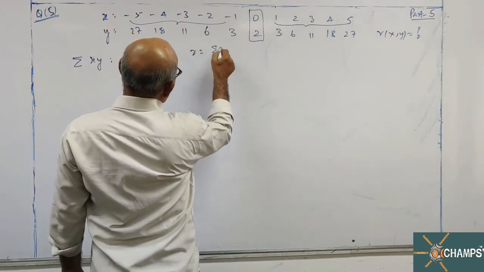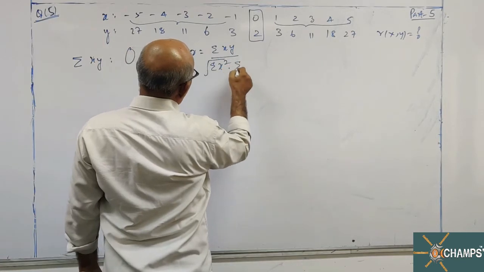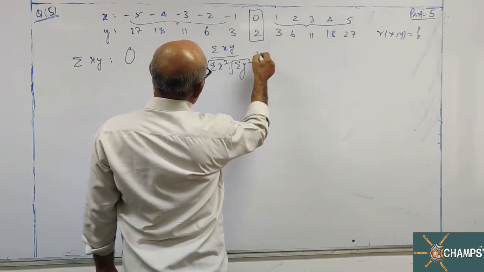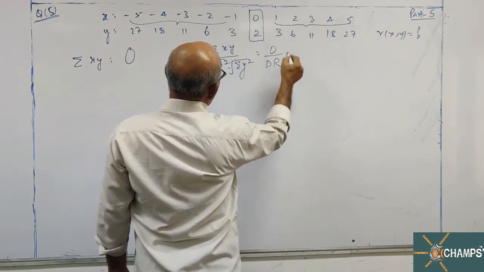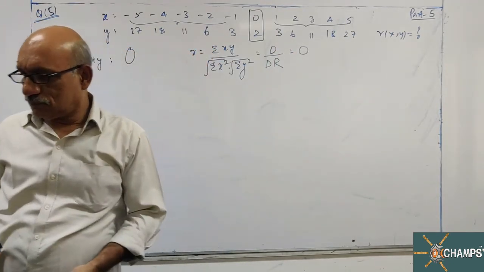So R is equal to summation of xy by summation of x square under root into summation of y square under root. 0 by denominator, this is 0.